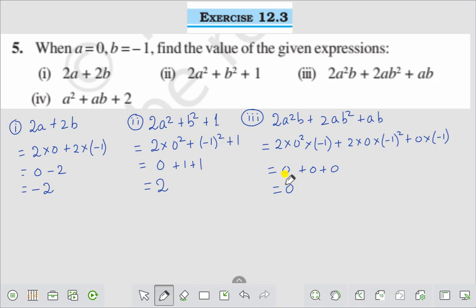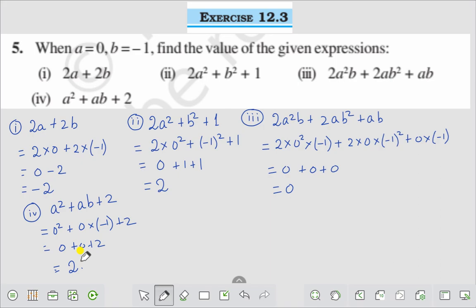And the fourth, question number 4 here you see, the first one is a square plus ab plus 2. The value of a is 0, that is 0 square, plus ab, where a is 0 and b is minus 1, plus 2. Then we are getting 0 into 0 is 0, 0 into minus 1 is also 0, plus 2. Then the answer is 2.